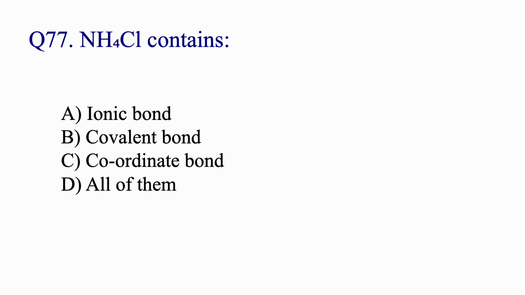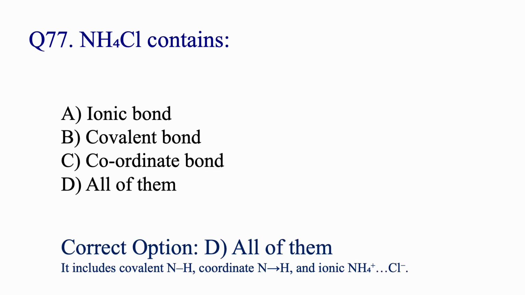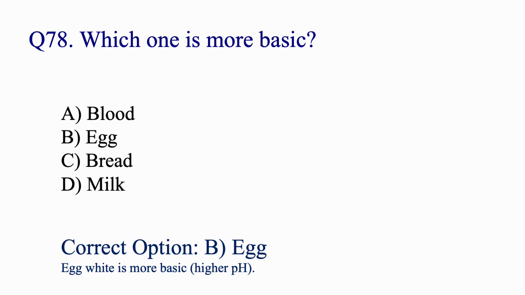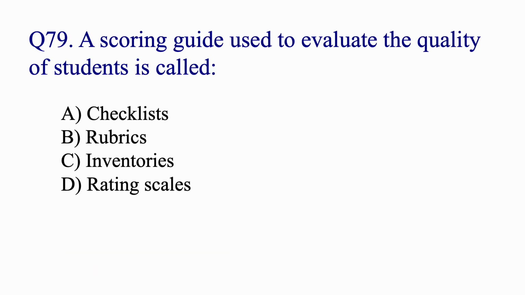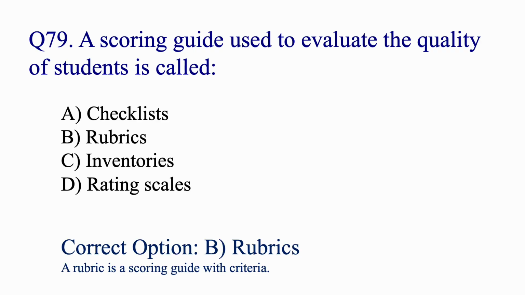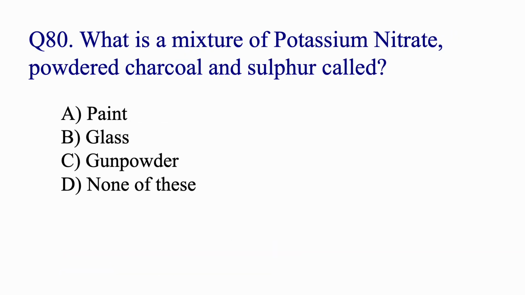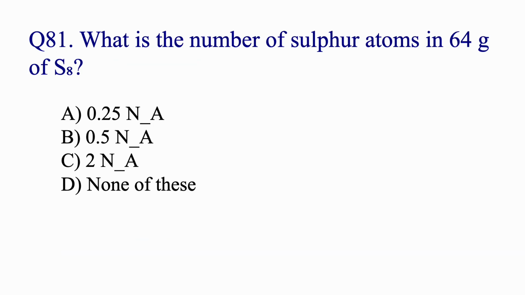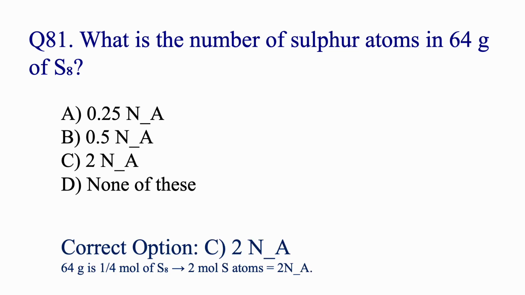NH4Cl ammonium chloride contains all of them: ionic bond, covalent bond and coordinate bond. Which one is more basic? Egg, because of its higher pH. A scoring guide used to evaluate the quality of students is called rubrics. What is the mixture of potassium nitrate powdered, charcoal and sulfur called? Gunpowder. What is the number of sulfur atoms in 64 gram of S8? 2 Na.